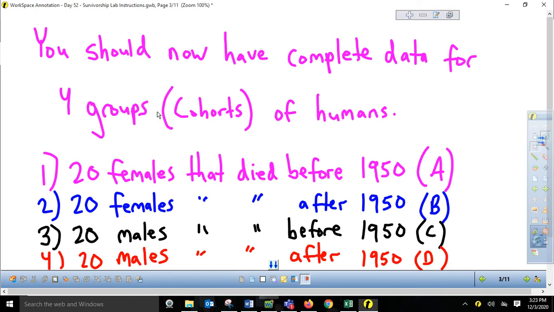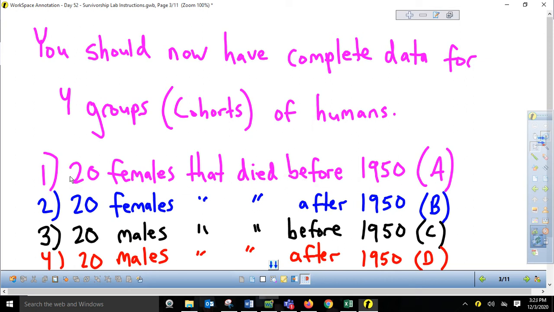So remember, we're looking at 4 groups of individuals. We call those cohorts. And we're looking at how human survivorship increased after 1950, after the World Wars, and with the modern developments in medicine and vaccines. You know, we're in much better shape now. People live a lot longer now. And so we're hoping our graph will show us that.